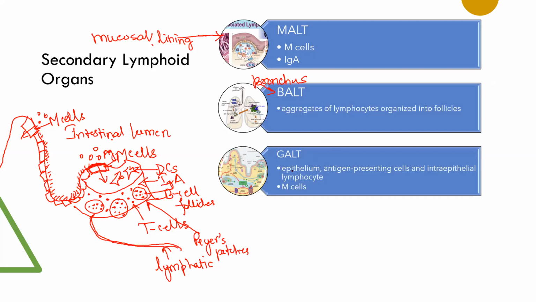So GALT shares morphology with MALT. Both MALT and GALT have your M cells. They have antigen presenting cells. They have intraepithelial lymphocytes. Intraepithelial lymphocytes are these and are lined by epithelium. IgA is also present in both. Only thing is that gut associated lymphoid tissue is present only in the gut, whereas mucosa associated lymphoid tissue is present in all mucosal surfaces.